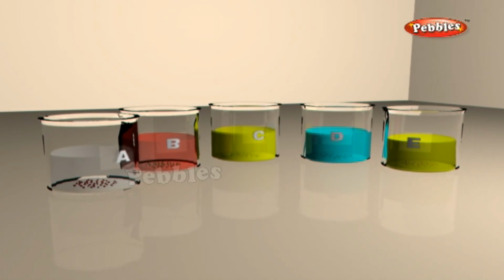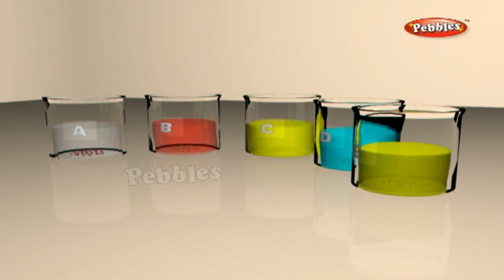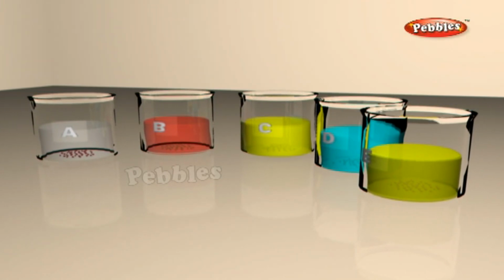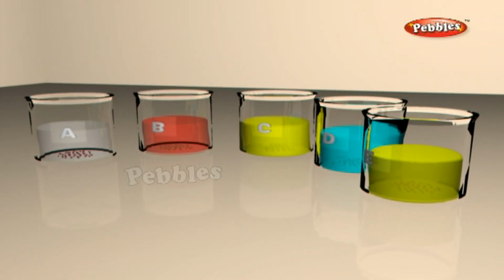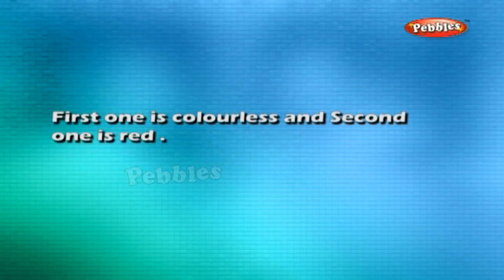In beaker A, zinc, Zn, replaces copper, Cu, from copper sulfate, CuSO4. That is why the blue color of copper sulfate disappears and a powdery red mass of copper is deposited at the bottom of the beaker. The reaction can be represented as follows. Copper sulfate, CuSO4 (blue), plus zinc, Zn, gives zinc sulfate, ZnSO4, plus copper, Cu. The first one is colorless, the second one is red.